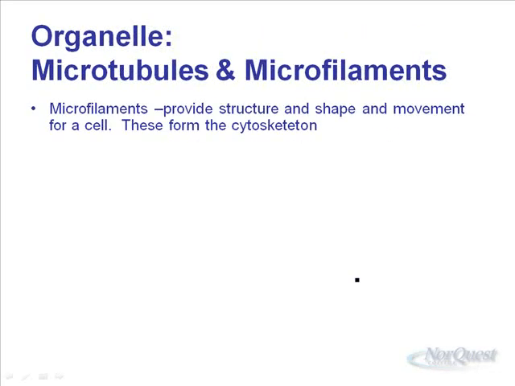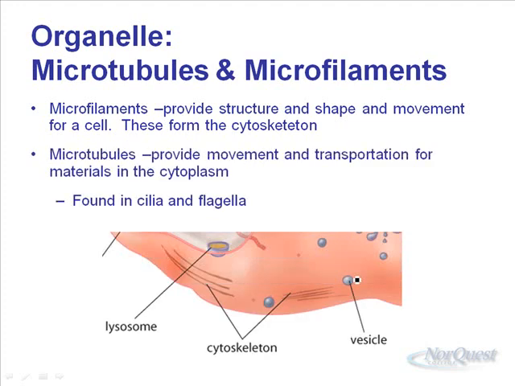Another organelle are microtubules and microfilaments. What these are responsible for are structure and movement. They form the cytoskeleton. They're also involved in the movement of transported materials in the cytoplasm. So they're found in things like cilia, which are little hair-like structures, and they cover the entire cell, or flagella, which is more like a tail. And single-celled organisms, or even if you think about in humans, sperm are a type of cell that have a flagella, and that flagella whips around and allows it to move.